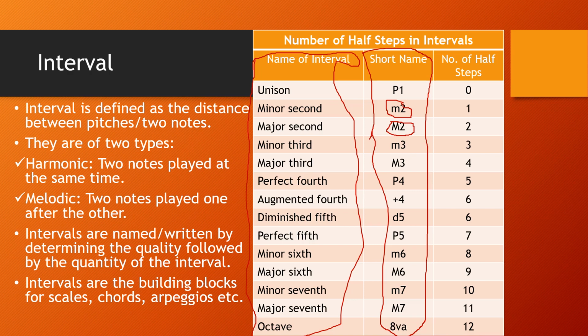The number of half steps. Unison has 0 half steps. Minor second has 1 half step. Major second has 2 half steps. Study it down.